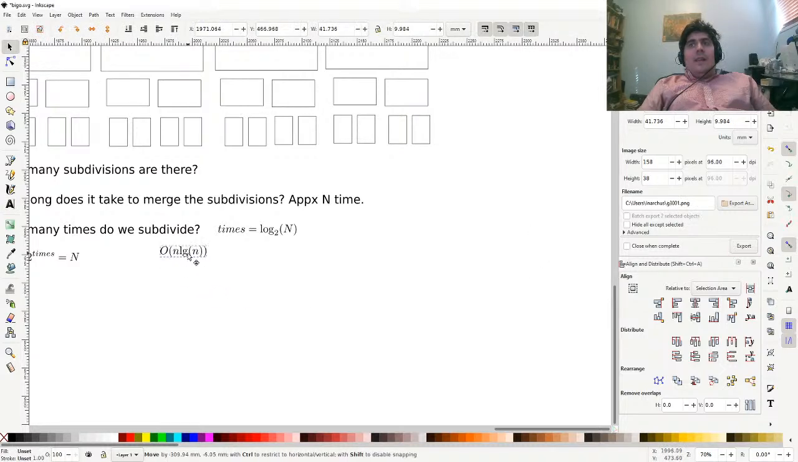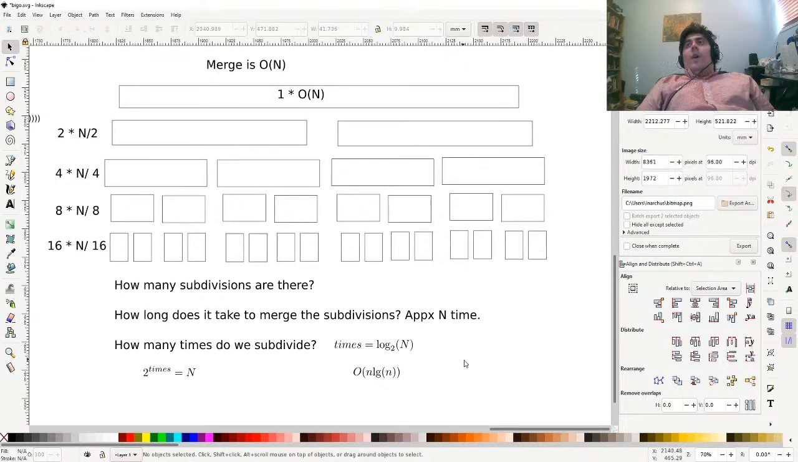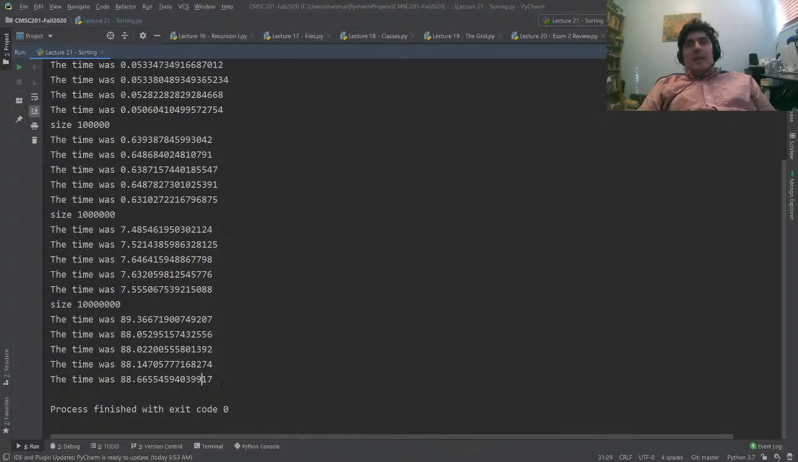Just to indicate that we're taking the log base 2. Then we look at our experimental results, right? We look at our experimental results and we see, aha, does it kind of match with an O of n log n expectation? And the answer is, yeah, basically.